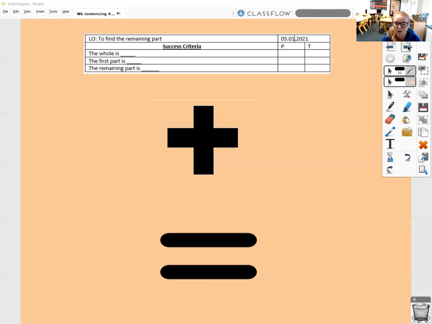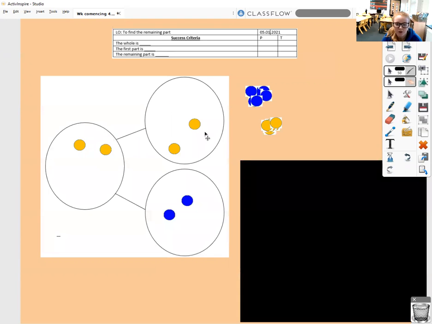So let's look at our part-whole model. Here is our part-whole model. So firstly, let's move all my counters into the whole. Firstly, what is my whole? The whole is, let's count, 1, 2, 3, 4, 5, 6. The whole is 6. I want to find my first part.